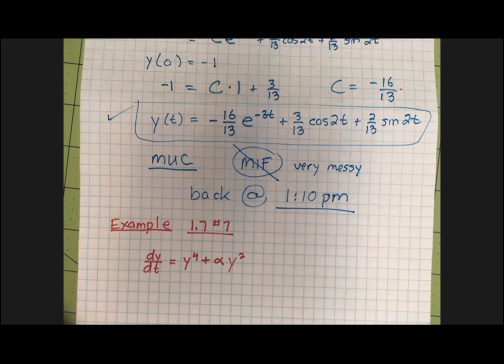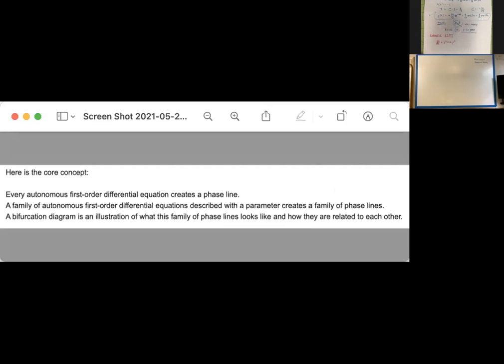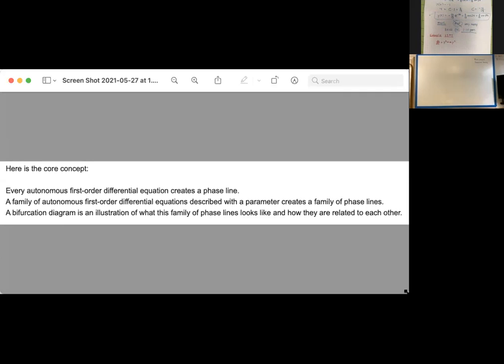How do you approach a bifurcation problem? Excuse me, got to get rid of that. Okay. This is how you approach a bifurcation problem. Let me screen share. I want you to think about the core concept in a bifurcation problem. First of all, every autonomous first order equation creates its own phase line. Remember, what is autonomous? Slope does not depend on time. So the time axis can be crushed into a phase line.